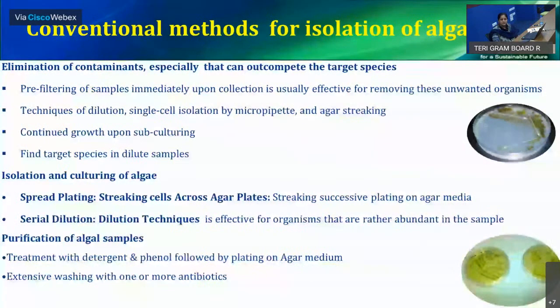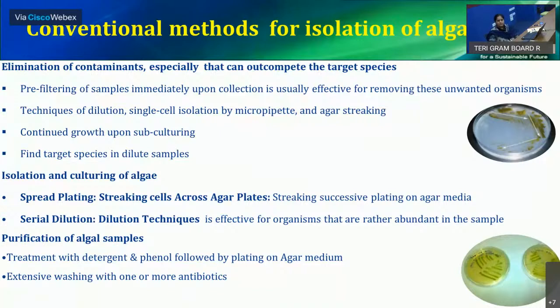So before isolating, we need to eliminate the contaminants which are there in the algae. There will be many prevailing contaminants along with the algae, which can be bacteria, fungus, etc. They can outcompete the other target species. So a very simple step before we bring the samples to the lab: we need to pre-filter the samples immediately upon collection, so that it is very effective for removing the unwanted organisms.